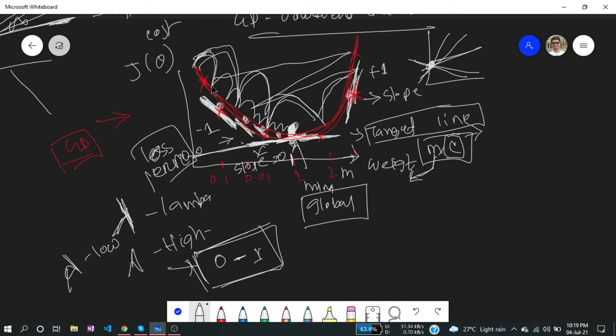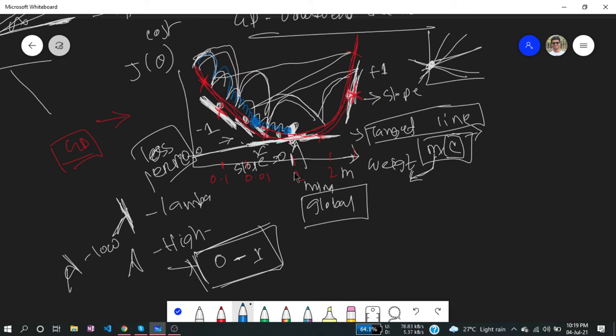Initially it will go like that. Let me change my color. It will go like that. Then it will be slow, very slow. It may not reach the global minima. Suppose it is stuck here, but it is going so slowly. So it may take a long time to converge.